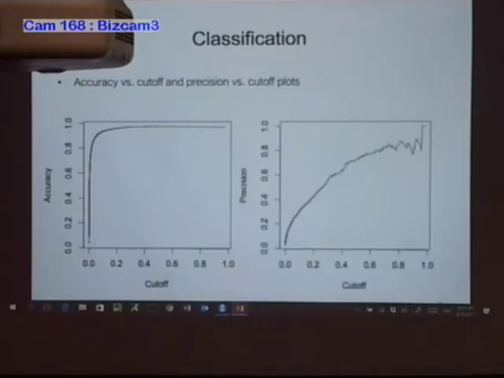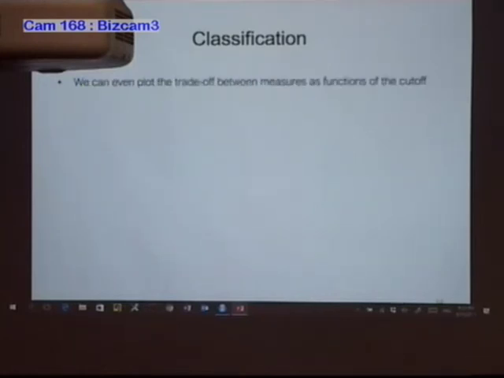You can plot the precision. And remember, we have a definition for precision. That thing kind of goes crazy. So you can see all these things. And the ultimate thing is this one.